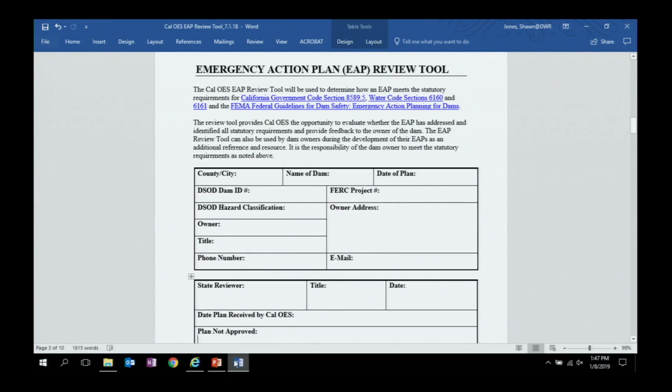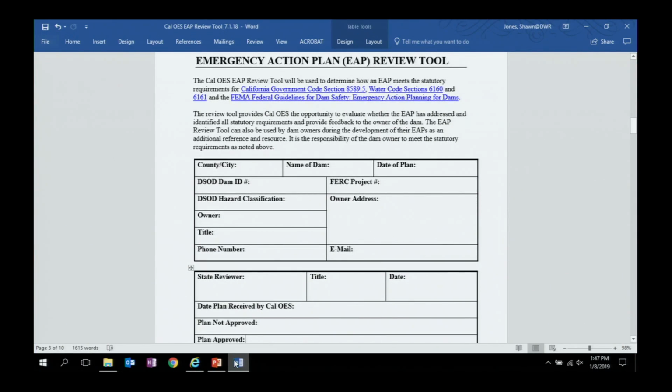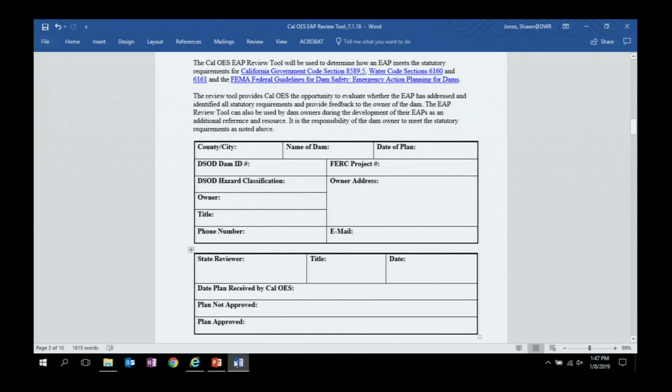The first page of the review tool basically gives you a summary of what I just said and why we created this document. What we're looking for on the front page is some main information, some key stuff: what county, what city, the name of your dam, the date of the plan that you submitted, and your DSOD ID number. If you have a FERC project number, we'd like that on there as well.